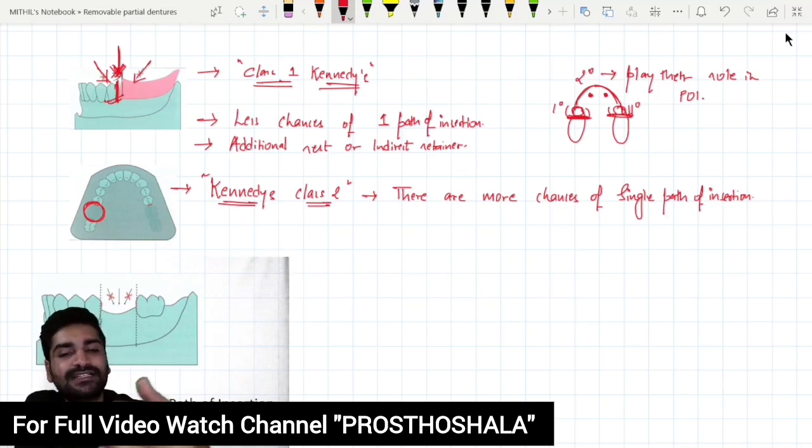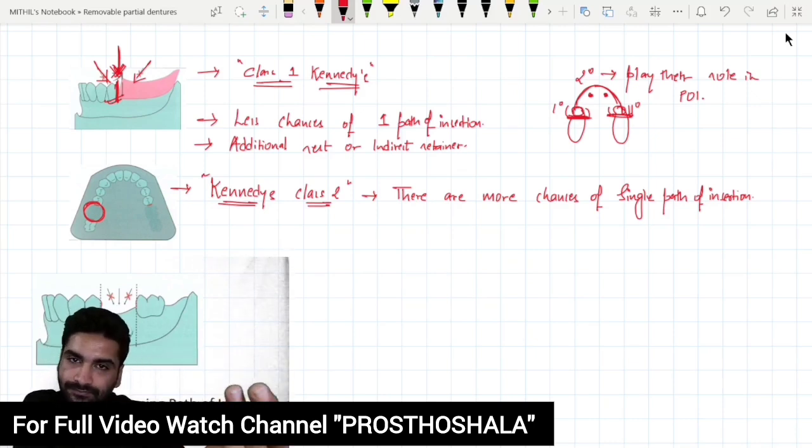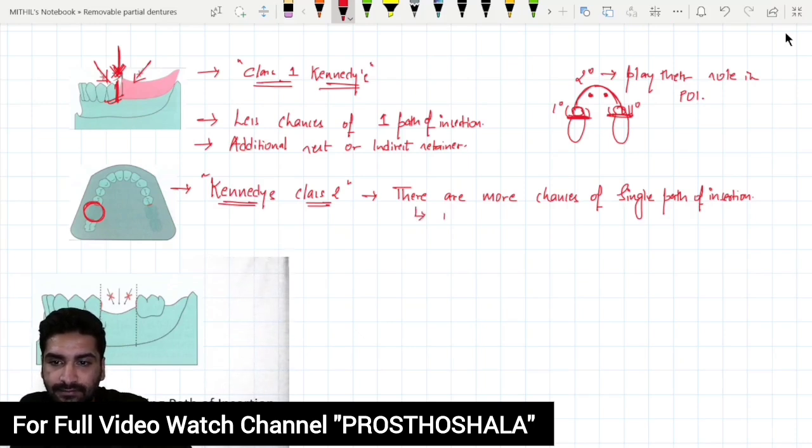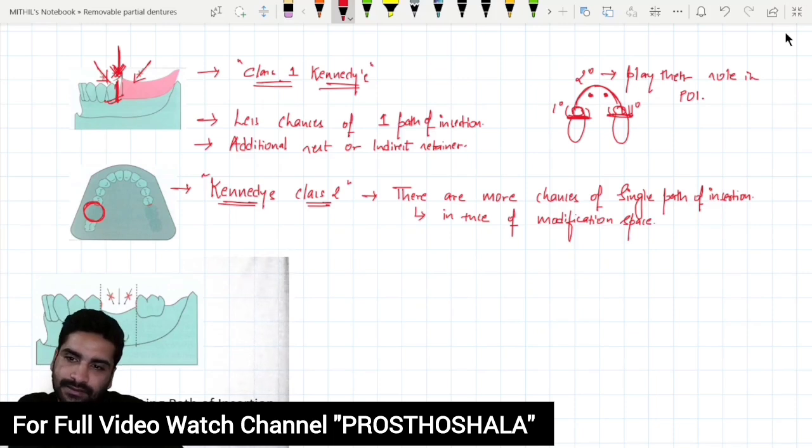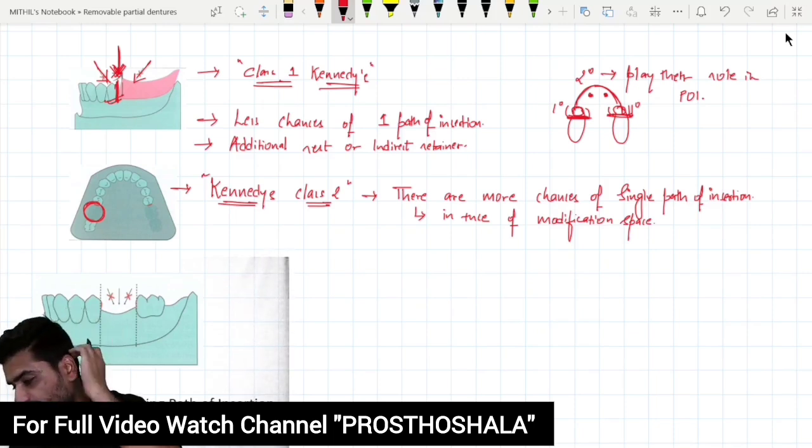That means you place an additional rest or an indirect retainer. This I'll write in presence of modification space, right? Now this was about Kennedy's class 2.